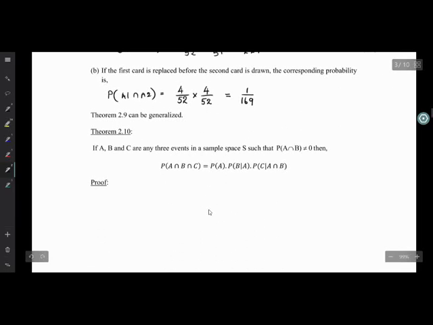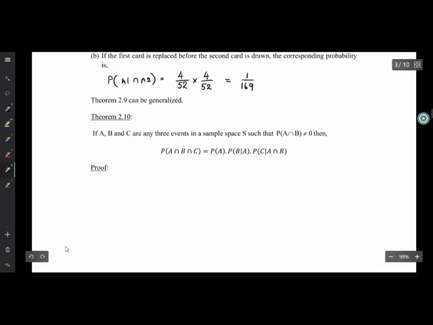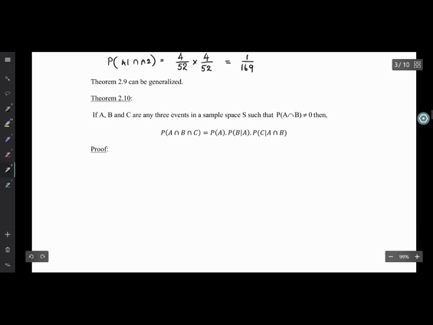We can generalize theorem 2.9 to incorporate more than 2 events. Now suppose you have 3 events A, B and C. Then the probability of their intersection will be the probability of A times the probability of B given A times the probability of C given A intersection B. Let's try to prove this one.